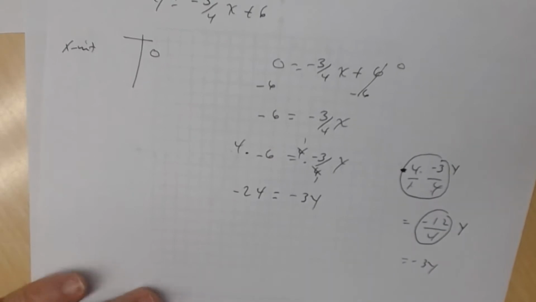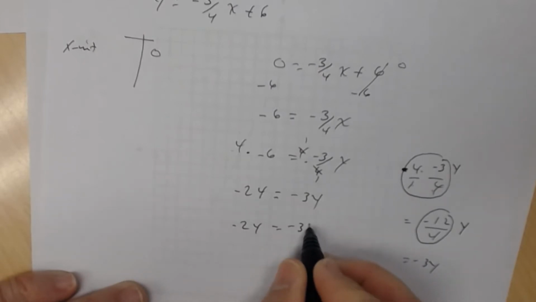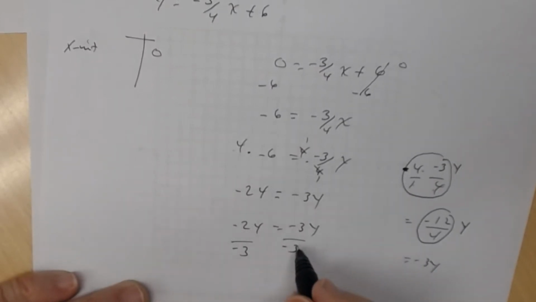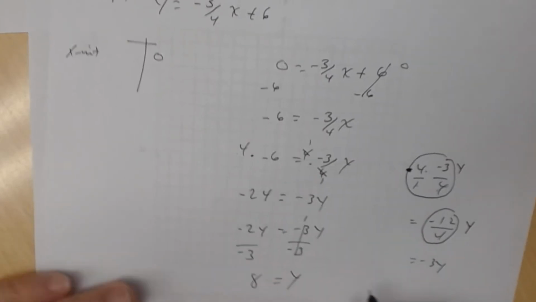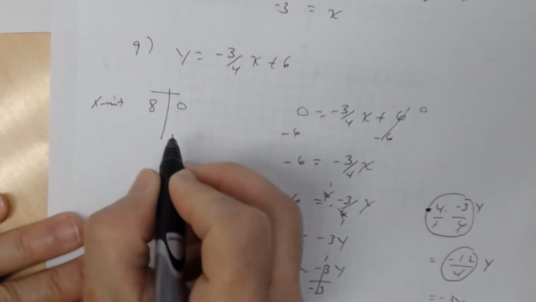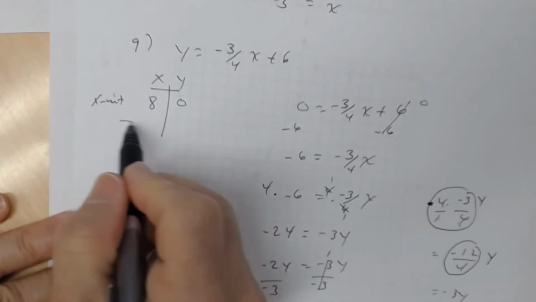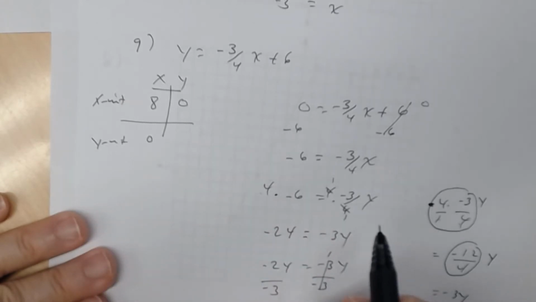And then to get y by itself, you can divide both sides by negative 3. So I'm going to rewrite this over. Negative 3 divided by negative 3 is 1, and 1 times y is y. And then remember, negative divided by negative is a positive, and 24 divided by 3 is 8. So my x-intercept is the point 8, 0.